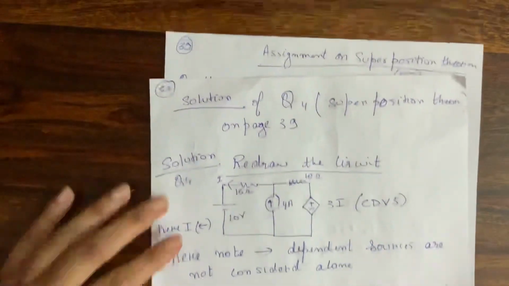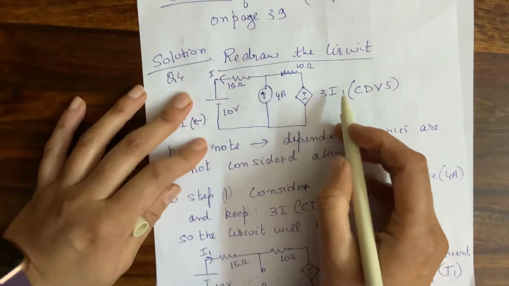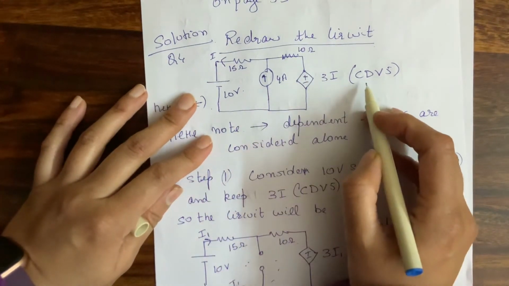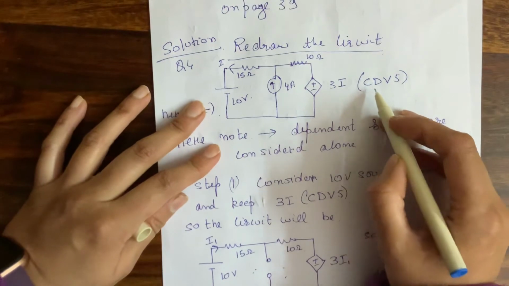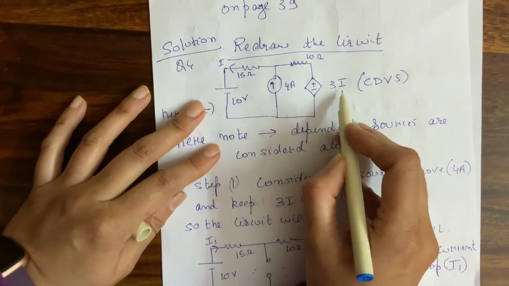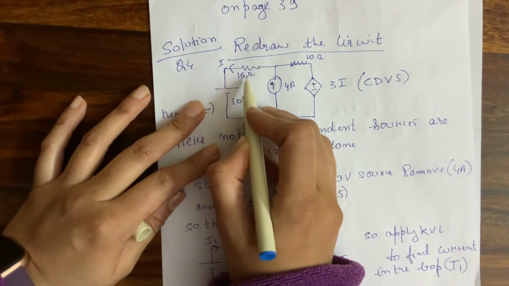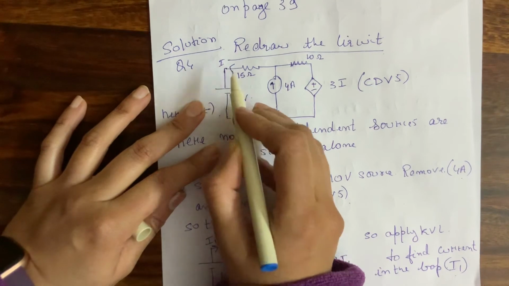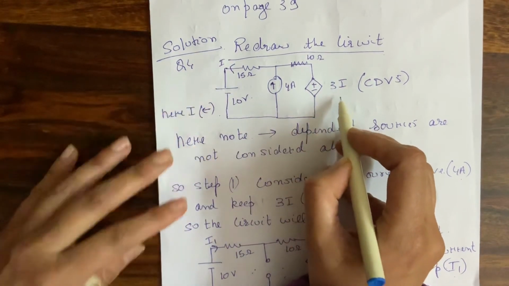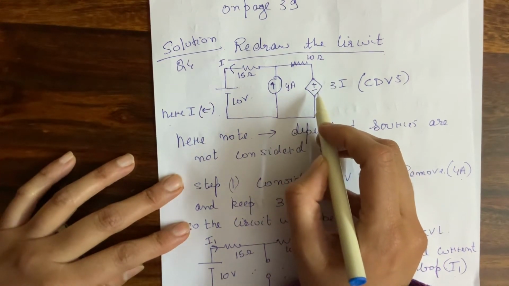So I have done the same thing again. I have redrawn the circuit. I have also specified what type of source this is. This is a current source. This is a current dependent voltage source. As we can see, this is dependent on a current which is flowing through the 15 ohm resistance. So in the 15 ohm resistance the current is I, and this voltage source is dependent on this I. Hence we will not take this dependent source as an individual source for the superposition theorem.